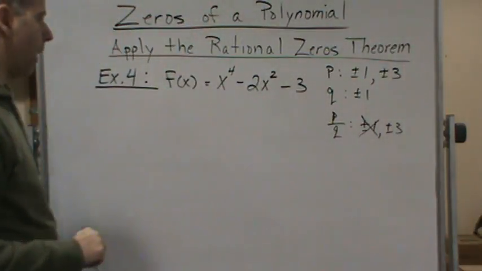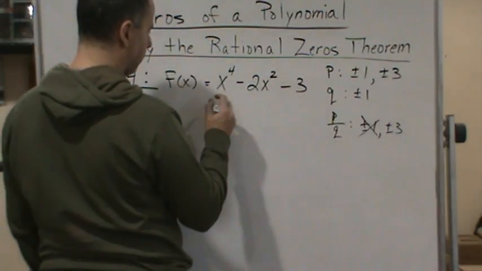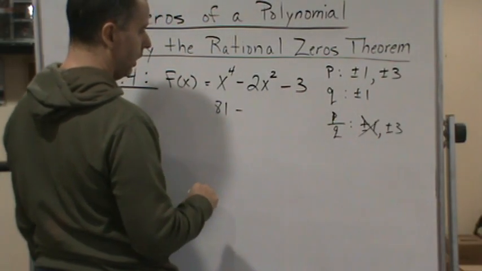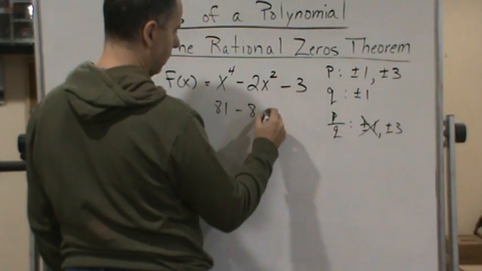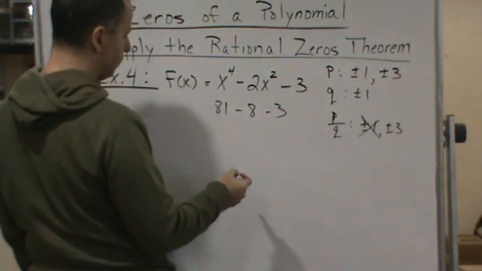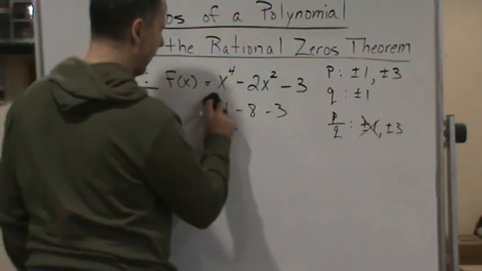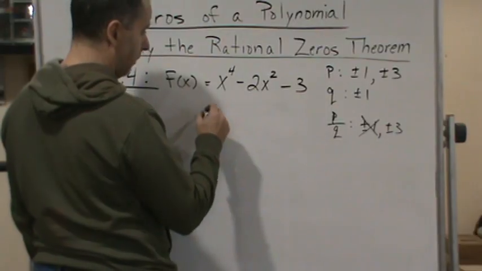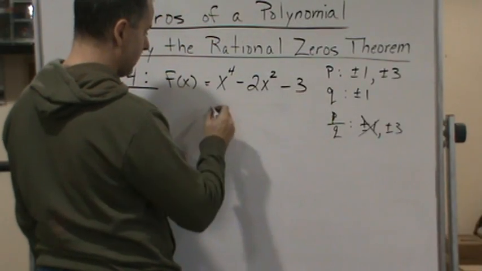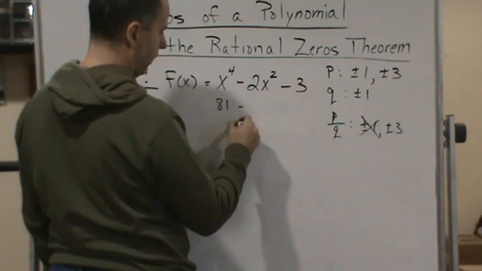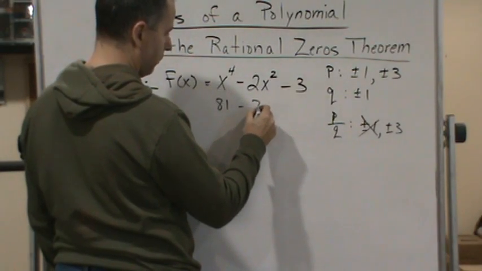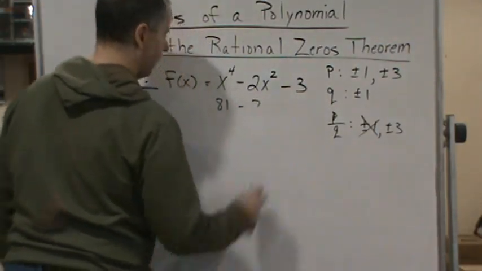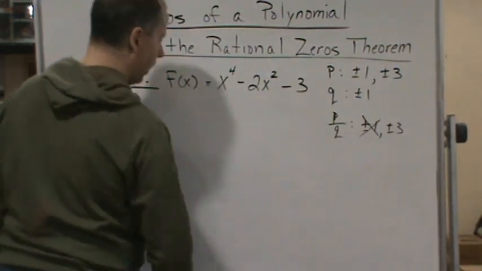Okay. What about 3? Well, 3 will give us what? 81 minus 8 minus 3. Definitely not equal to 0. Okay, so that didn't work. Okay, what about negative 3? It's going to give us the same answer, right? So 81 minus, oh, hold on a second. I was thinking 2's. Hold on. It's still not going to give us the right answer.